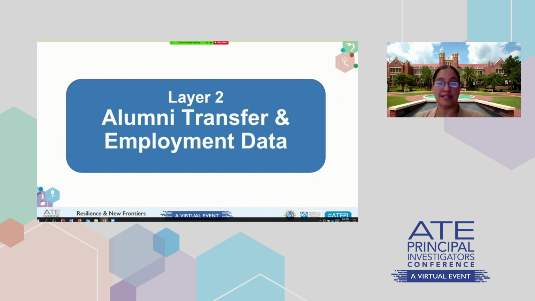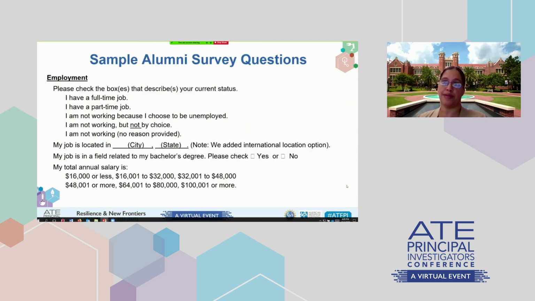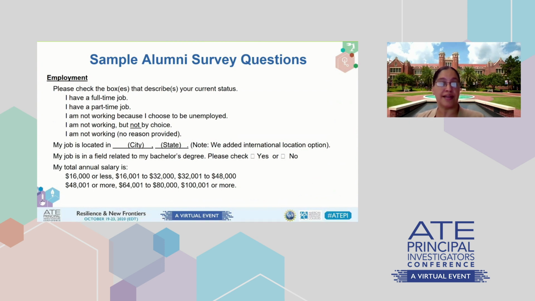So next, let's discuss layer 2, where we obtain alumni transfer data and collect employment data. So how do we locate alumni? Well, if you remember the IR data we extracted in layer 1, we now use that to collect information about our graduates, right? Their contact information. We also have ways to capture LinkedIn data to reach them, and by phone if absolutely necessary, right?